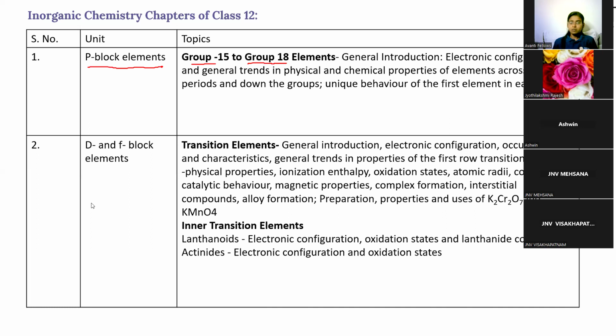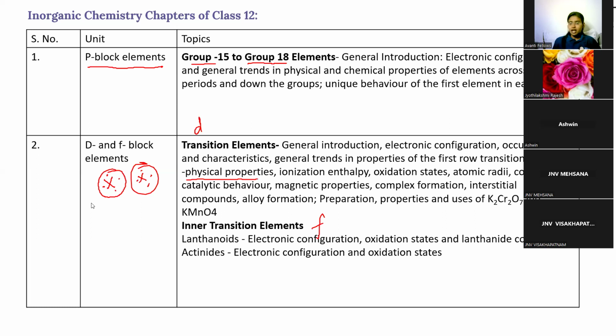Then coming to the most important chapter, which is D and F block elements. Keep this as very important. It consists of two divisions: transition elements and inner transition elements. Transition elements are nothing but D block and inner transition is nothing but F block. Like P block, we will discuss the general introduction again, electronic configuration, etc., and some of the physical properties like ionization enthalpy, oxidation state, and some of the chemical properties also.